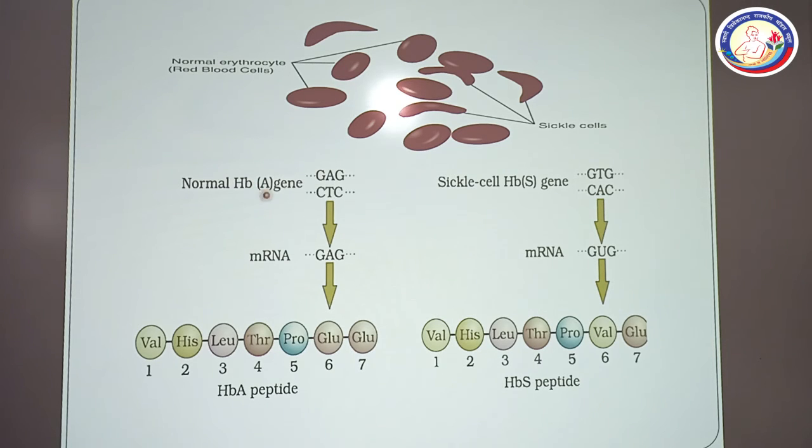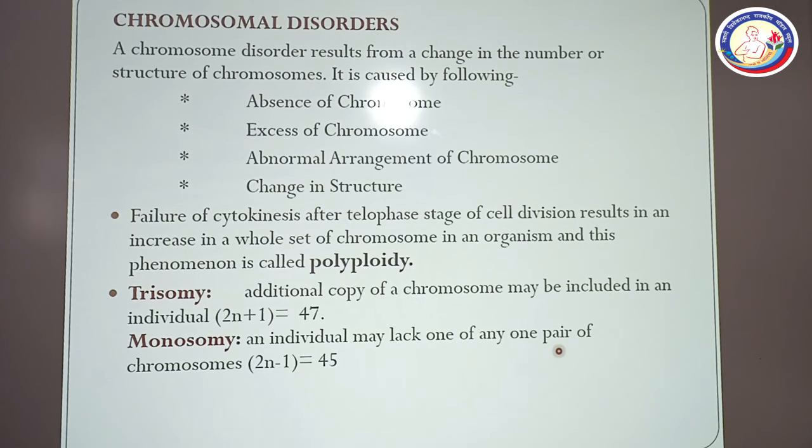So what will you see? In the normal hemoglobin A gene, GAG, CTC. This is in the DNA. As the CTC codes GAG, then it will code for glutamic acid at the sixth position in the beta chain. Similarly, if A is replaced by T, have a look here. This is the A in the GAG and it is replaced by T here, then the new mRNA will be GUG and it will show the presence of valine at the sixth position, which is responsible for sickle cell anemia.